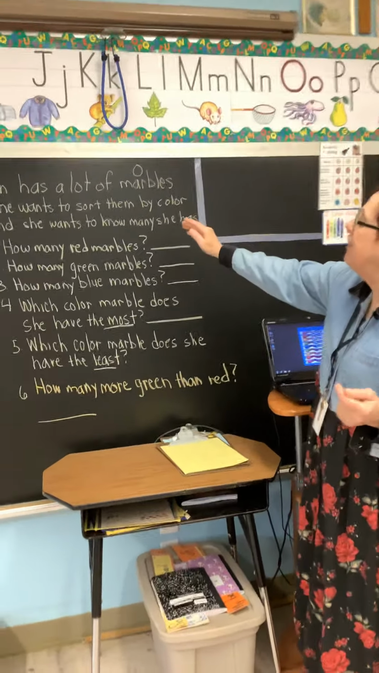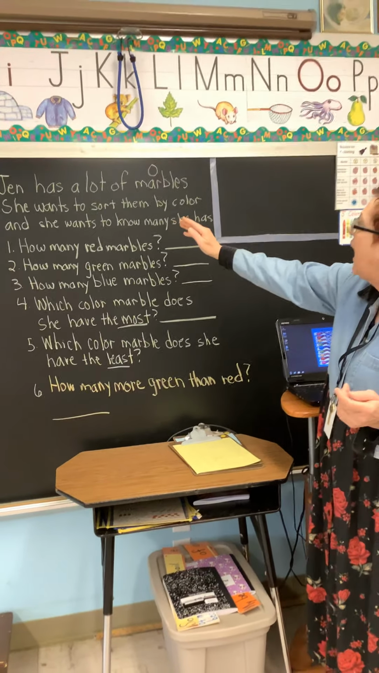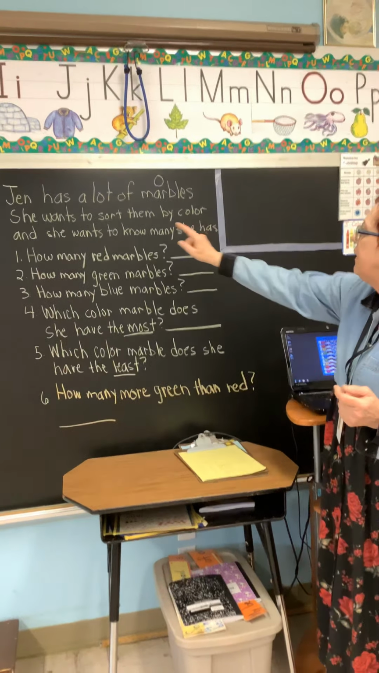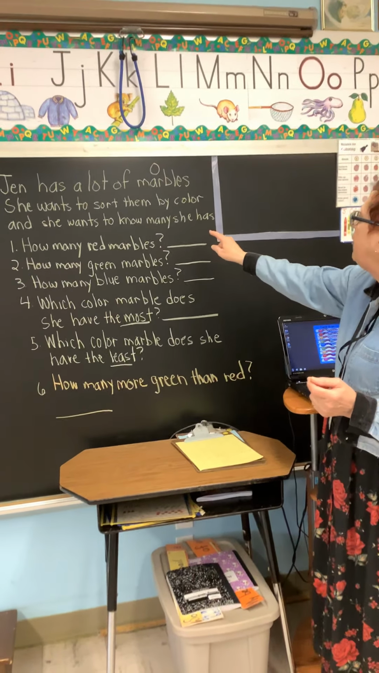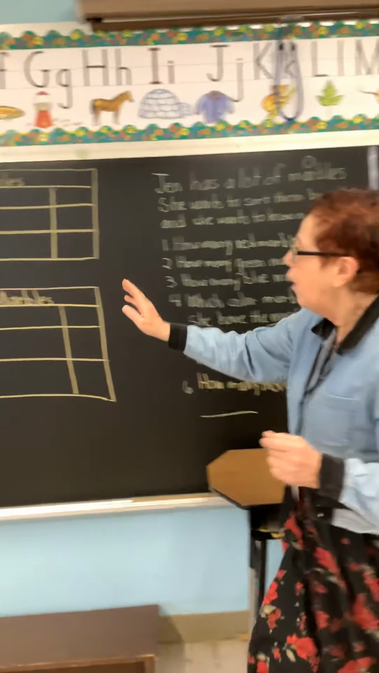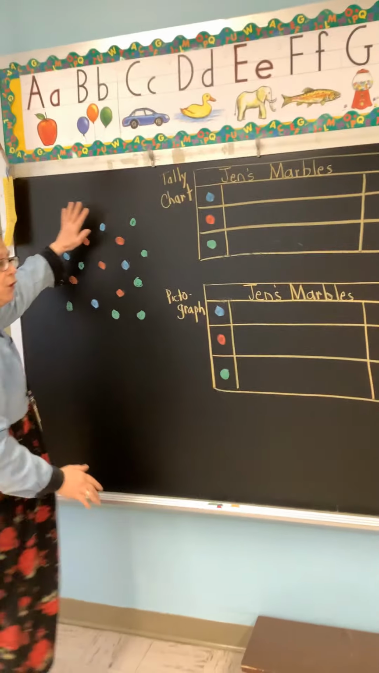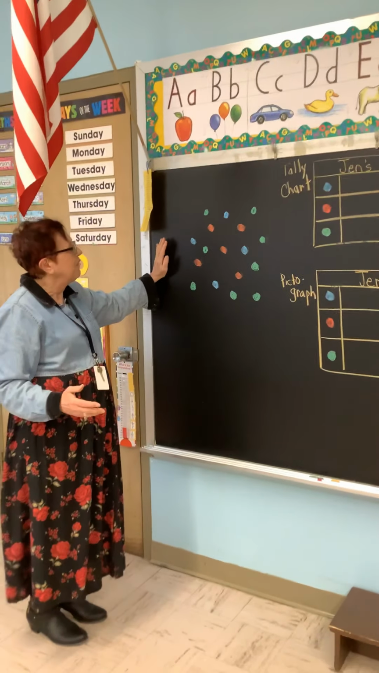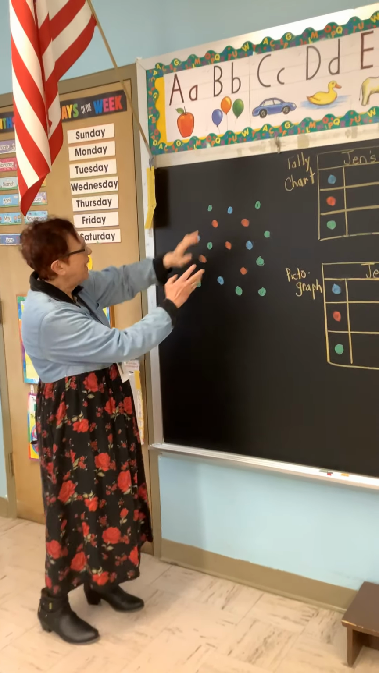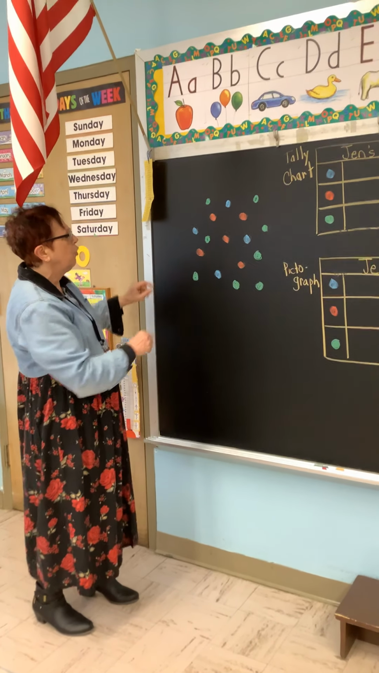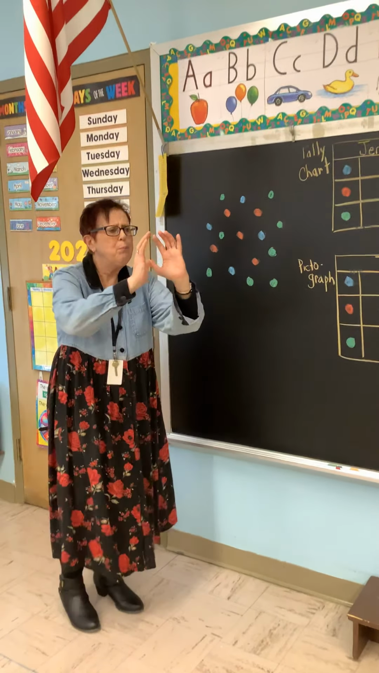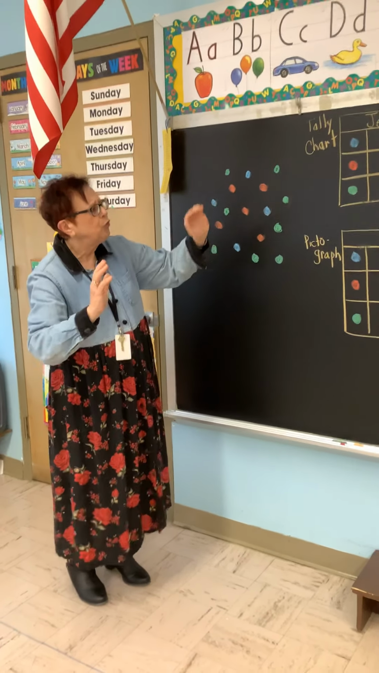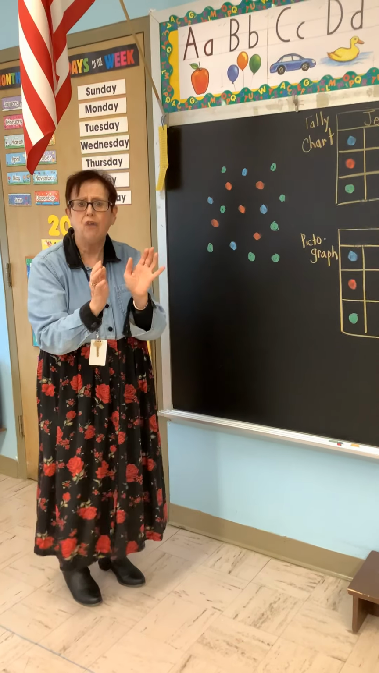Here's a problem that says Jen has a lot of marbles. She wants to sort them by color, and she wants to know how many she has. Over here, you can see Jen's marbles. Right now, this would be kind of hard because they're scattered all over the place. So what we want to do is make this organized, okay? I'm going to show you two ways that you can do that. That's in your folder for the week.